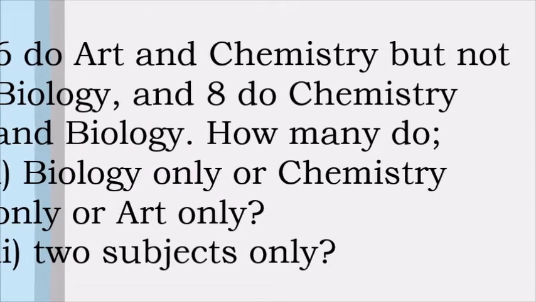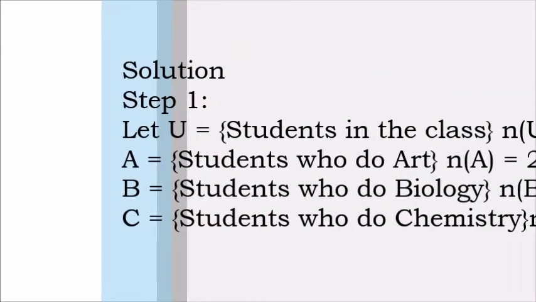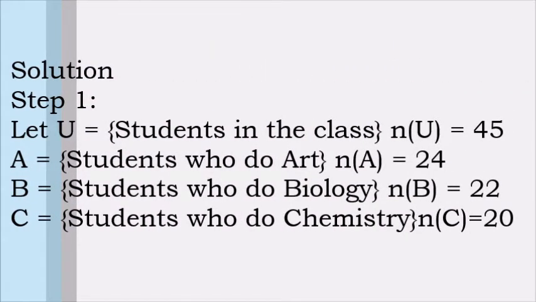Now let's look at the solution. Step 1 of the solution. Identify the number of students reading each subject. First thing you need to do is to identify the number of students reading each subject. So you do it as let U equal the number of students in the class. Let U be students in the class. So you represent with n(U) = 45. And n means the number of students in the universal set. They are 45, as given in the question.